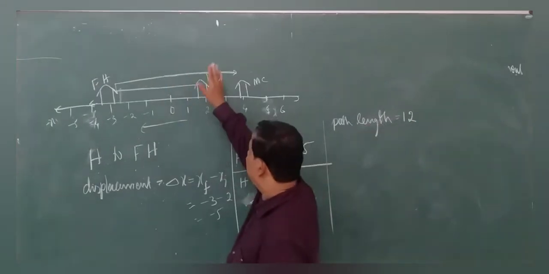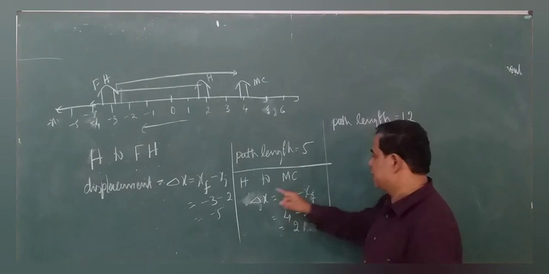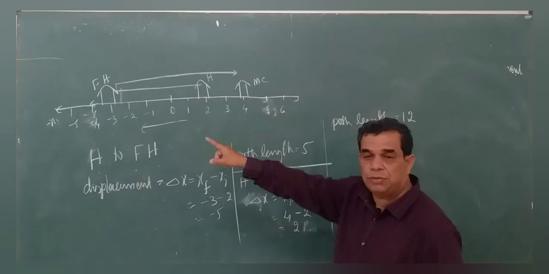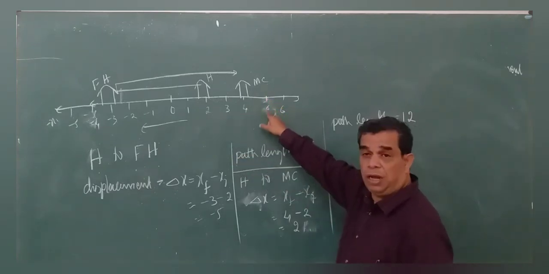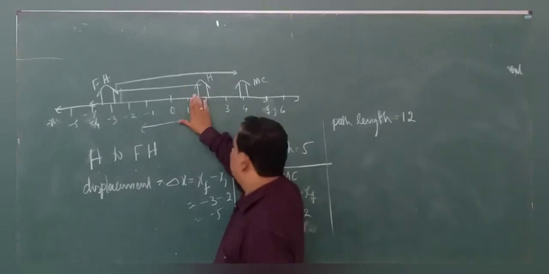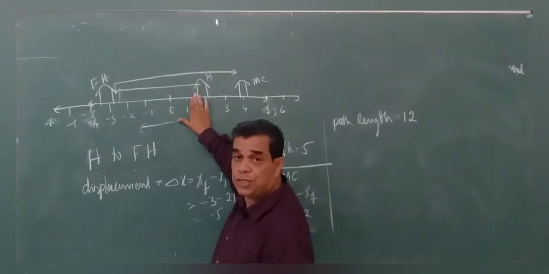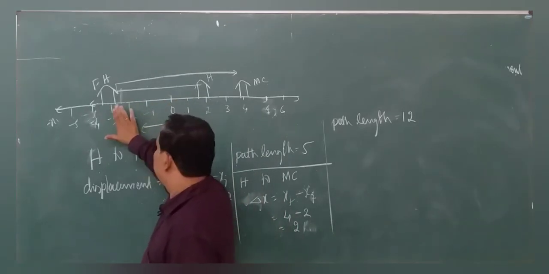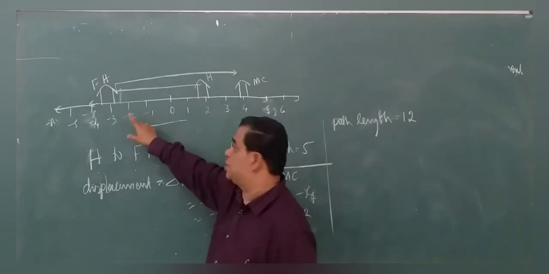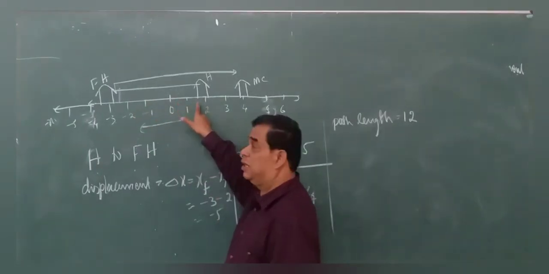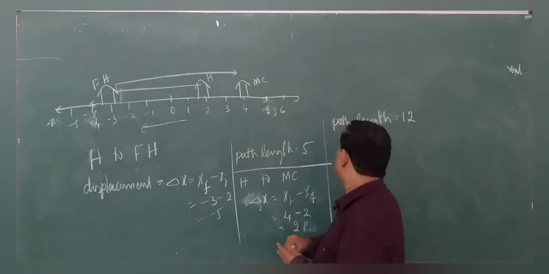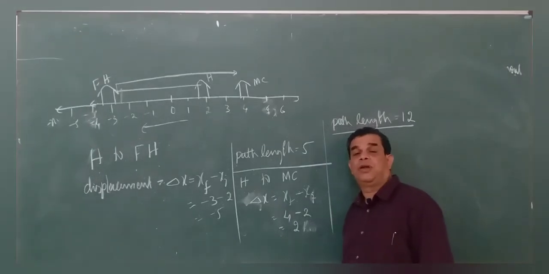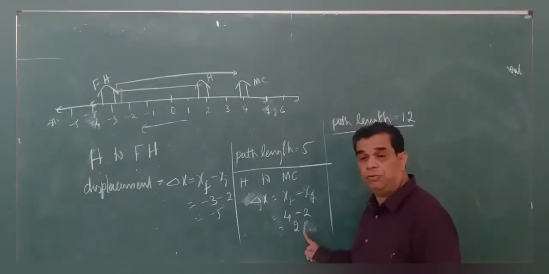Let me count it once again. Say we are taking a situation, house to college. That means first you start from your house, you go to friend's house, there you pick him up and then come back to college. We have to count literally how many kilometers you traveled. 1, 2, 3, 4, 5, 6, 7, in the return journey 8, 9, 10, 11, 12. So your path length is 12 kilometers. That means you traveled altogether 12 kilometers distance. But displacement is only 2.